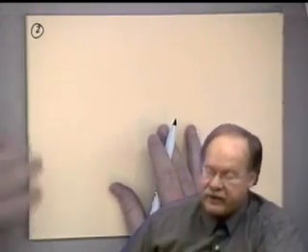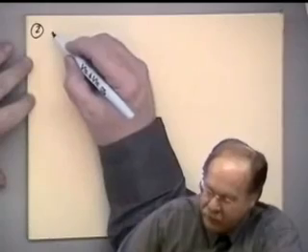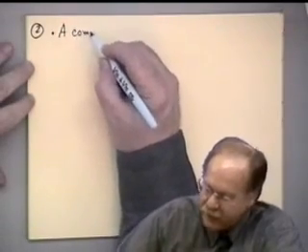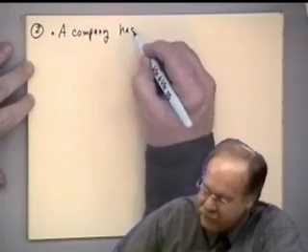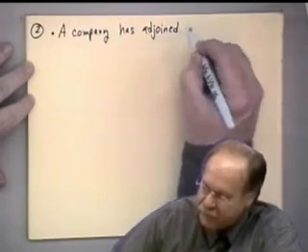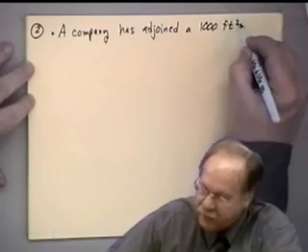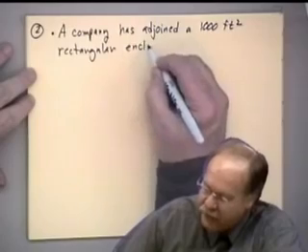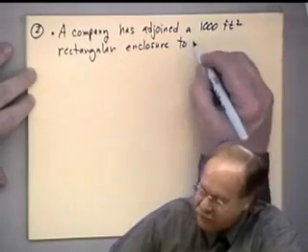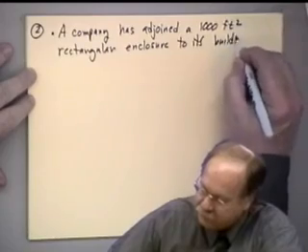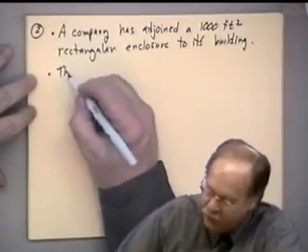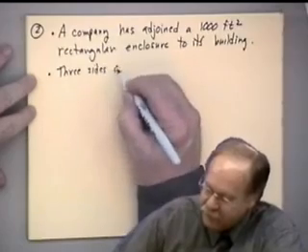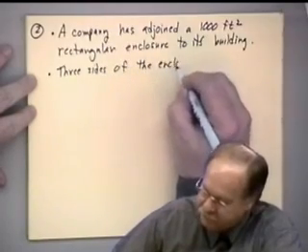For a second problem, let's look at one that's a bit more elaborate and takes a bit of time to write out. And it is a nice long word problem, you might say, that will allow you to think about several things. So here we go. A company has adjoined a 1,000 foot squared rectangular enclosure, so think of a yard or a pen, enclosure to its building. Okay, we are told that three sides of the enclosure are fenced in.